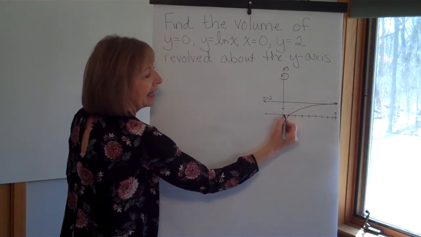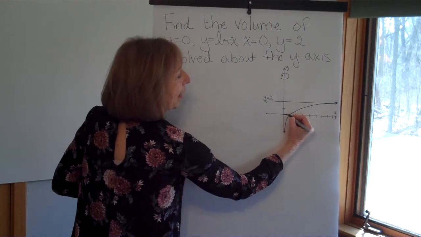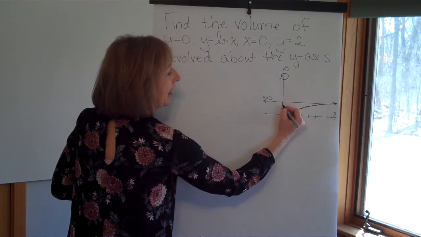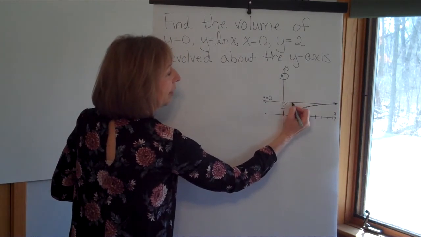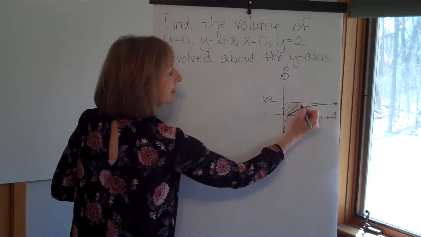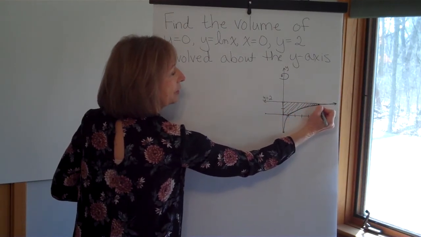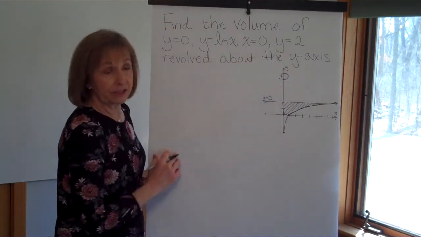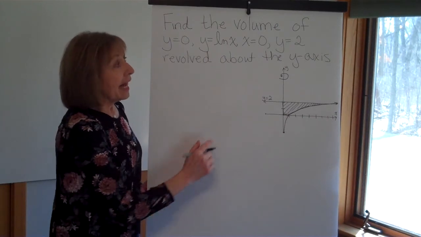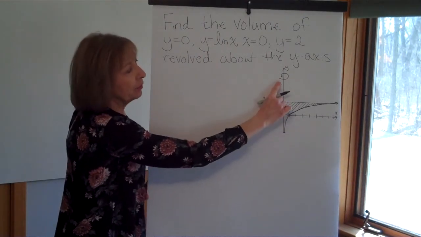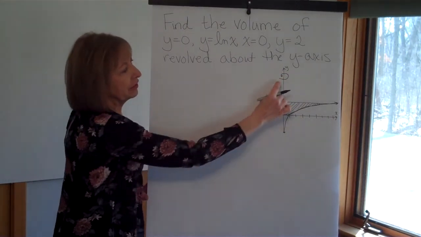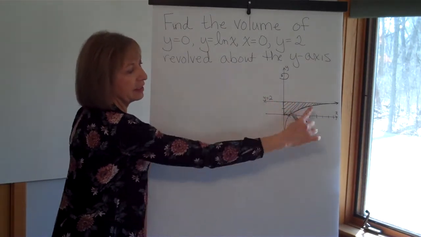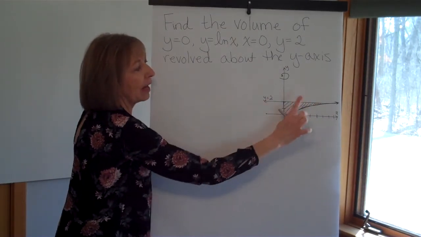So remember, it was the x-axis, y equals the natural log of x, y equals 2, and the y-axis. So the region that we're talking about revolving around the y-axis is this region caught between those graphs. And I'm revolving it around the y-axis. Showing the axis of revolution is just making the loop around the axis so you can envision it. So here, this region is spun out and around about the y-axis.